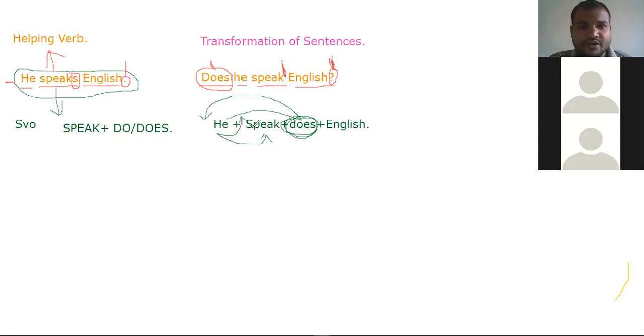So in that case, how would it be? Yes, sir. First, does. Then what is the subject? He. Then what is the main verb? Speak. What is the object? English. This is the way you are supposed to change it. In the verb the be form is already there, the do form is there, and we are just bringing it out. Here you can understand, we just bring the do form out of the main verb and replace the subject.